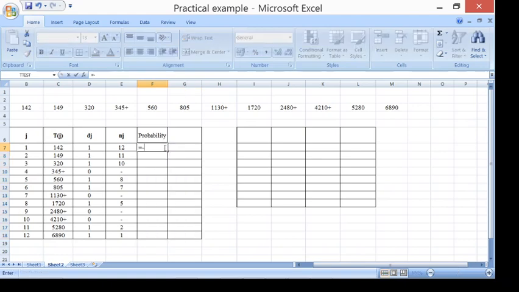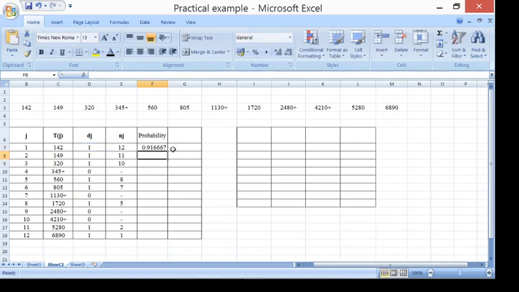It will be 1 minus dj upon nj. Now dj upon nj is the number of deaths divided by the number at risk. If out of 12, suppose 6 components had failed at time point 142, then the failure chances at 142 would have been 6 divided by 12. Or suppose 10 components had failed at 142, then the failure chances at 142 would be 10 divided by 12.